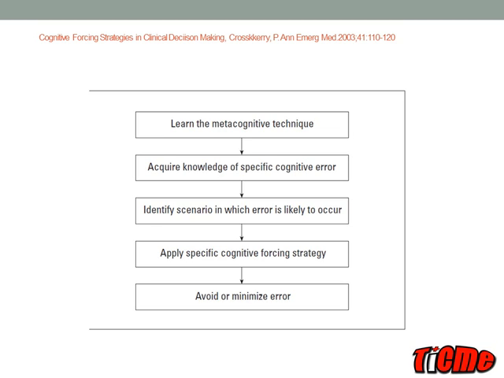I know that seems like a theoretical approach, but I can tell you it does work. Once you start recognizing how these cognitive errors start creeping into your daily life, you do have the time to pop in those little cognitive strategies and you do prevent them occurring.